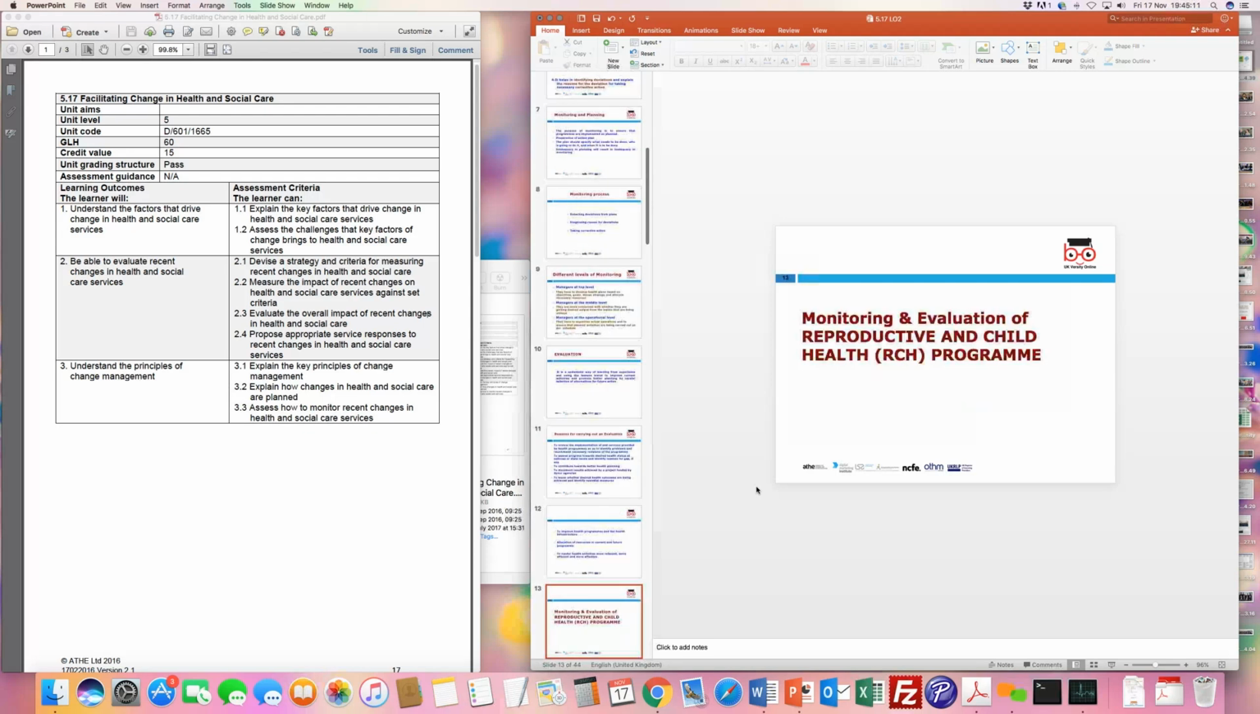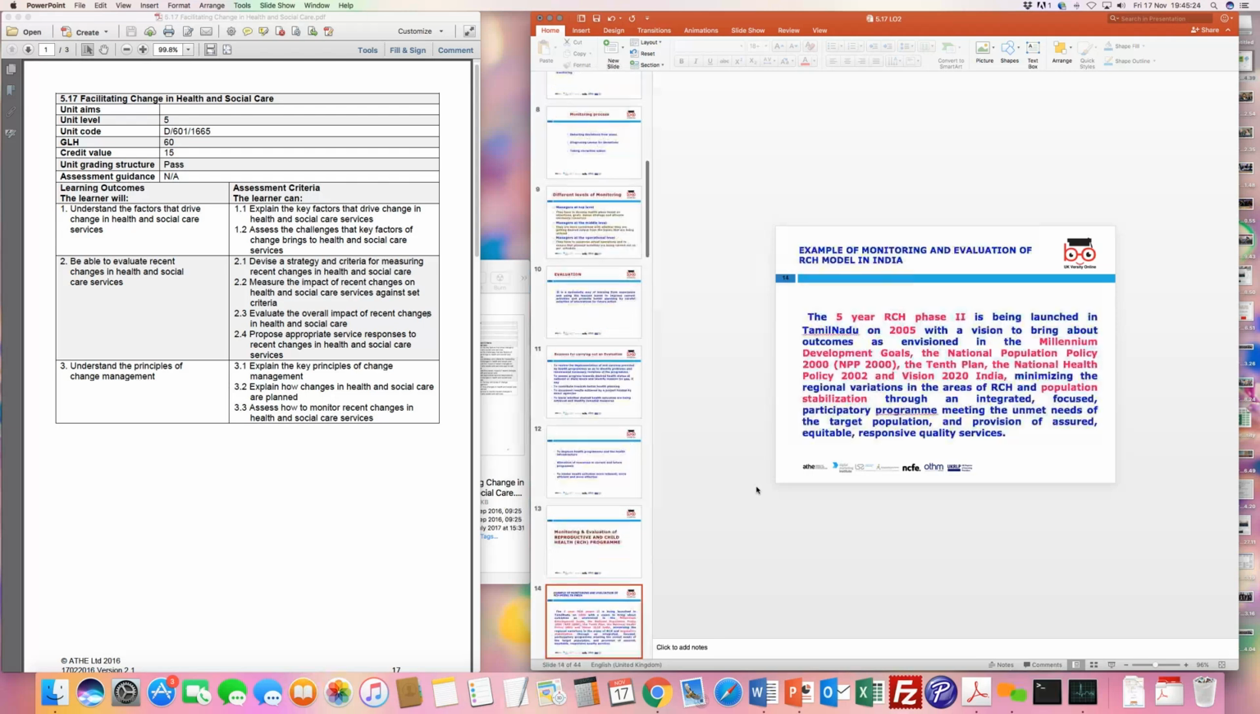Now let's look at an example of how M&E, or monitoring and evaluation, has been carried out in the RCH program, which is the Reproductive and Child Healthcare Program. This is an example I've taken from an emerging economy like India, where they put in place a framework of monitoring and evaluation to measure the overall impact of the changes the program is bringing to this sector. They launched this program in 2005, a slightly older example, but the idea was to minimize fatalities specifically within the RCH program in a particular state in India.